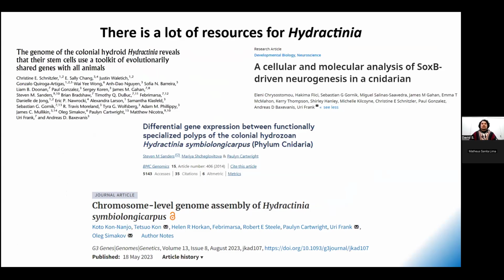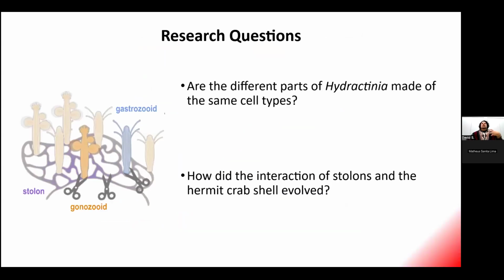on studies on coloniality. So from all this introduction, in my research project we had two main questions. The first one is how different are the parts from Hydractinia, in the different colony parts, let's say, and are they made of the same cell types? And also, how this interaction of the stolons with the shell inhabited by the hermit crab came to be.